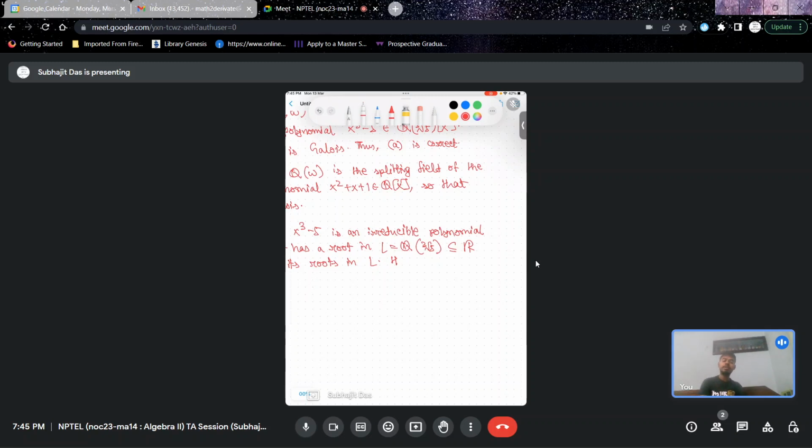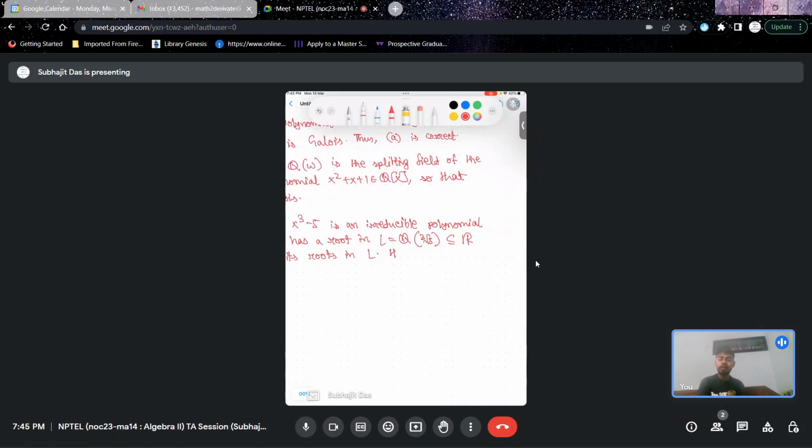Why? Because an extension E over F is said to be a normal extension if and only if it is an algebraic extension and every irreducible polynomial over the base field F that has a root in E splits completely over E into a product of linear factors. That is, every irreducible polynomial over F that has a root in E has all its roots in E. Okay.